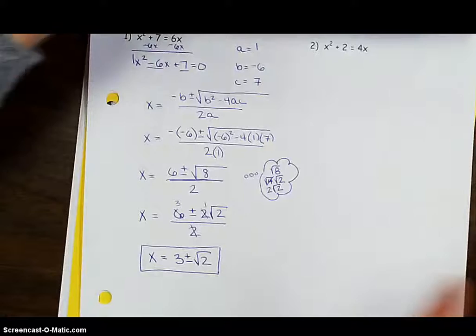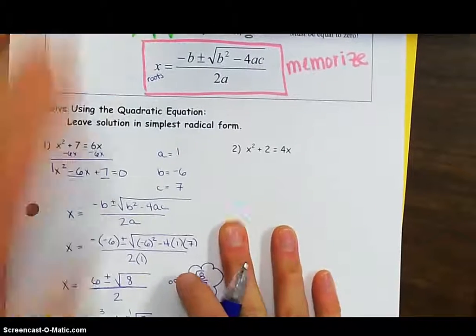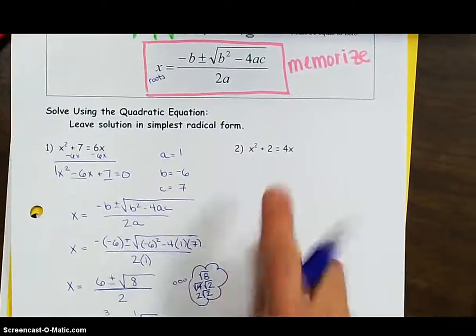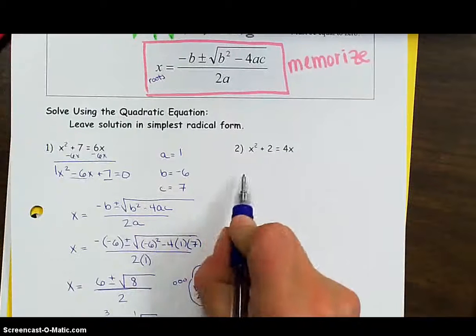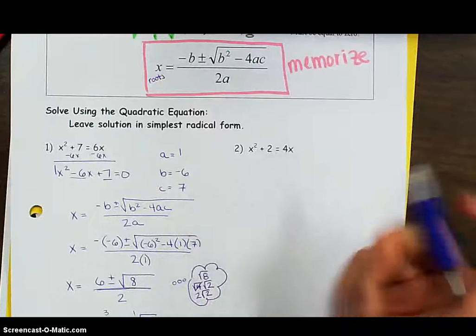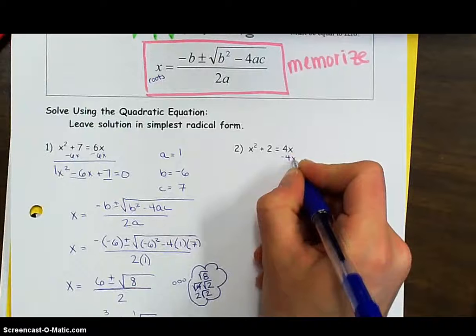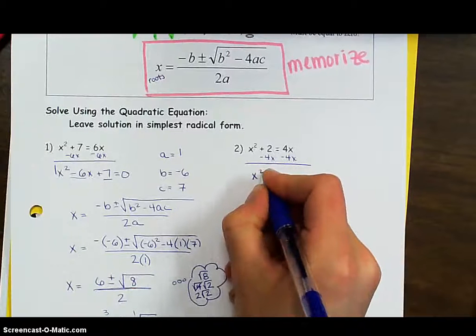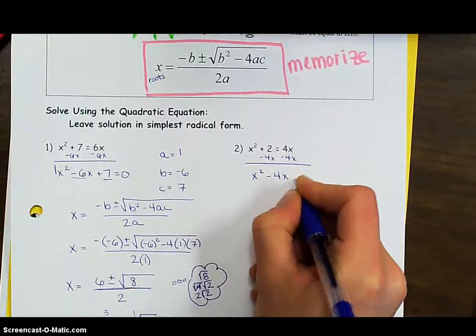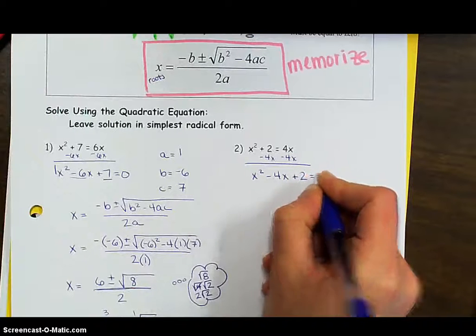All right, let's try another one. Let's take a look here at number 2. Remember, we're solving by completing the square. So the first thing we have to do is set it equal to 0. So we're going to subtract the 4x. Now we get x squared minus 4x plus 2 is equal to 0.